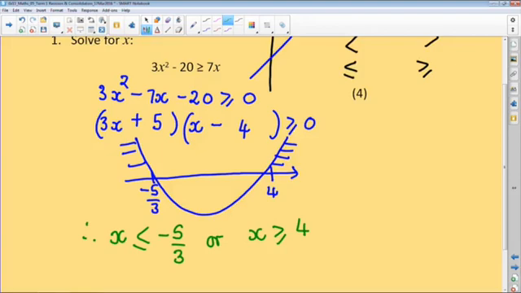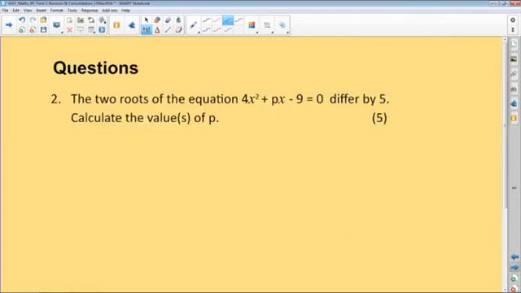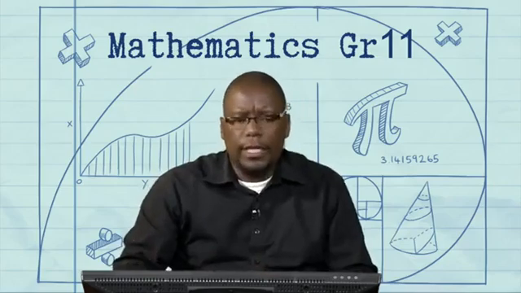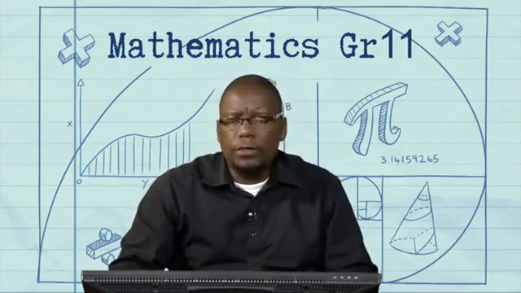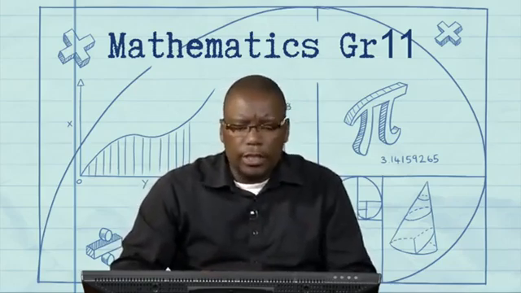Now be reminded, if it was less or equals to, and you get a situation like this, then your x is in between those two values of x. Now, when we check what we've done from the beginning of the year up to today, you did some roots, nature of roots, and so forth. The next question touches on the nature of roots.